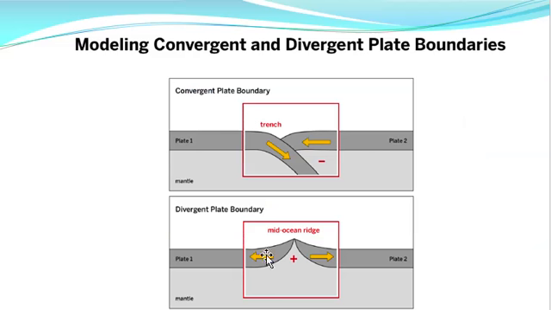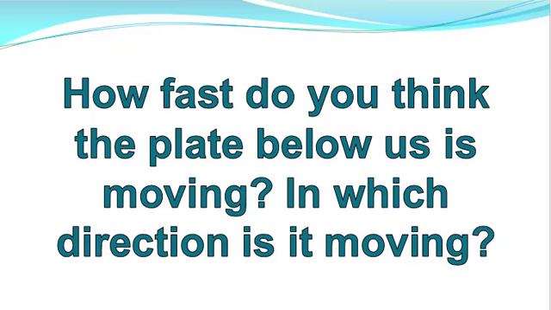Again, here is a picture of the convergent plate boundary like what we're on right now. So the Juan de Fuca plate is getting pulled underneath the North American plate, and how long do you think it would take?